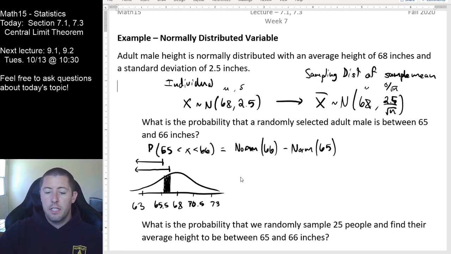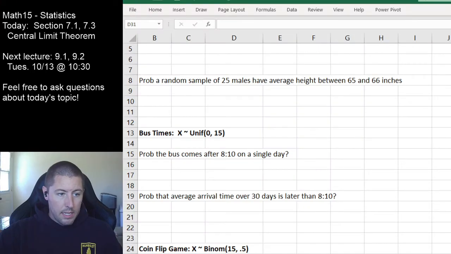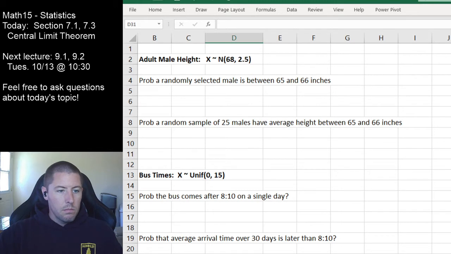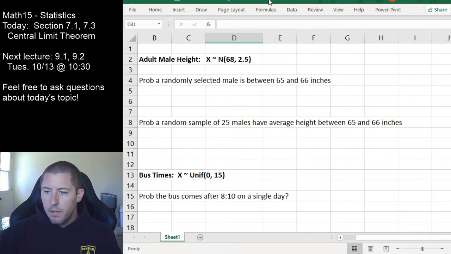If I do this in Excel, let me pop over to Excel now. Let's do our first Excel computation here. All right, here we are in Excel. Why is my window so weird? Let me fix that. Oh, that actually worked out pretty good. Okay.